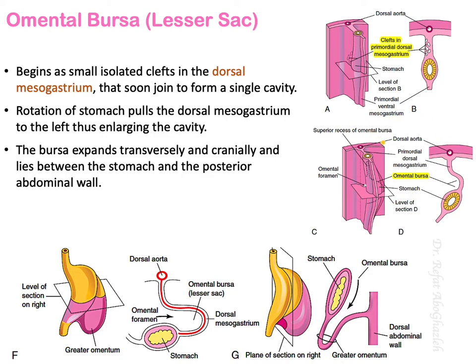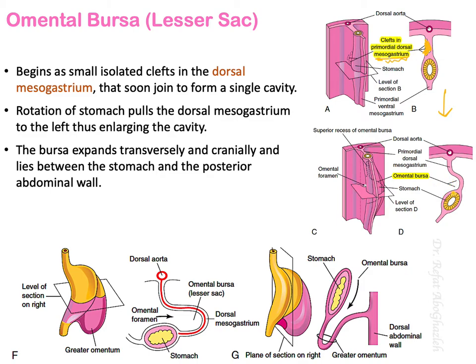So, you know that the stomach, from the beginning, is connected to the posterior abdominal wall by mesogastrium. So, during the development of the stomach and during the rotation as well, there are clefts created in this mesogastrium, right? So these clefts create a kind of cavity here. This cavity is called the omental bursa or lesser sac, which is behind the stomach, right?